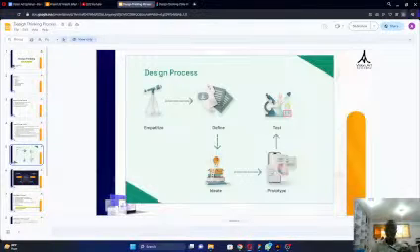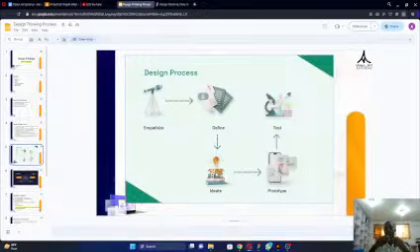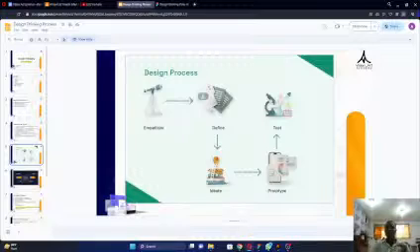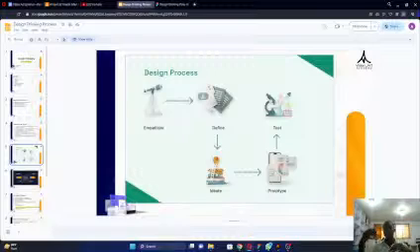Then we go into ideate. Ideate is where your creative thinking comes in. It's where you come up with possible solutions that you can put into your design that can actually solve this problem. And now you go into prototype, where you are actually designing the actual UI for them to interact with. After that, you test it with them, with your stakeholders, and with developers.